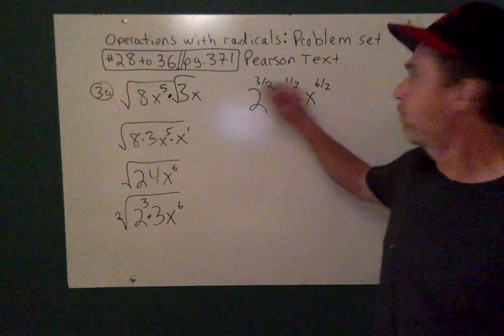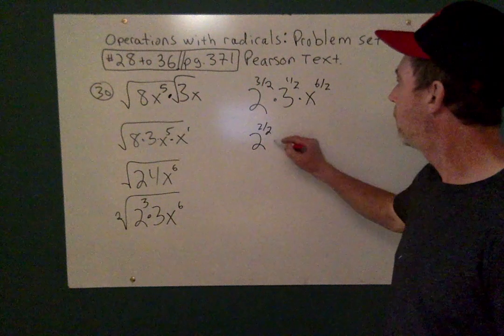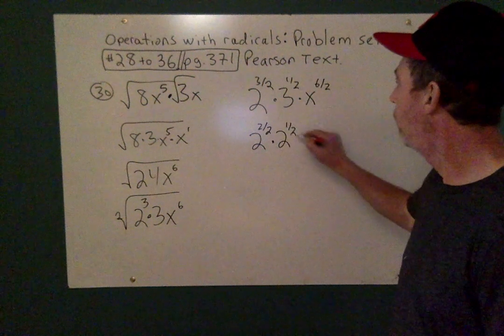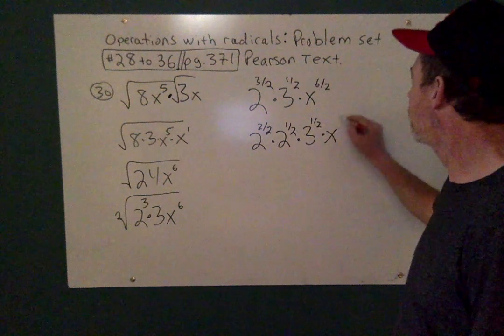All right, I'm going to break it back up, by the way, as 2 to the 2 over 2 times 2 to the 1 over 2 times 3 to the 1 over 2 times x to the 6 over 2.